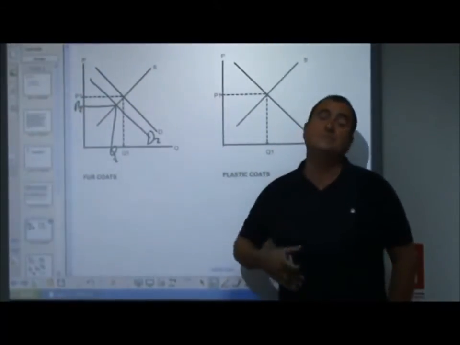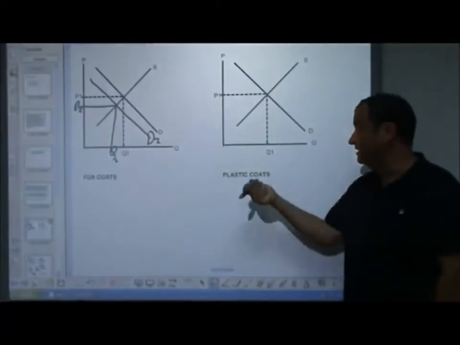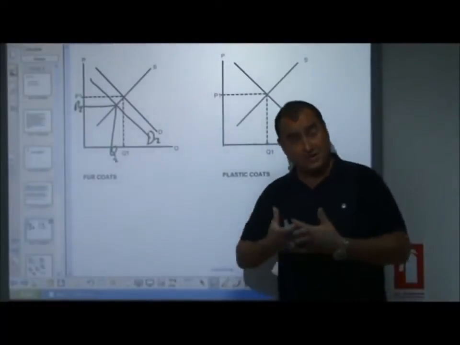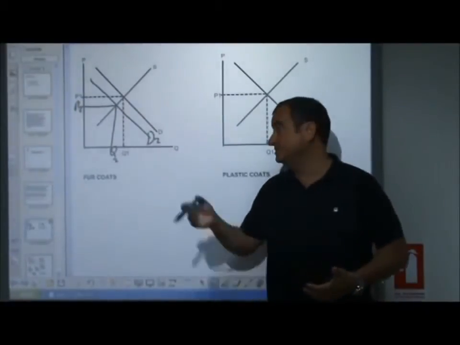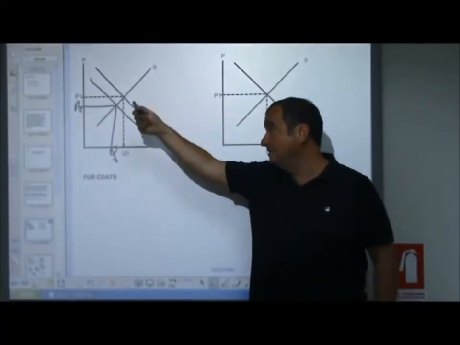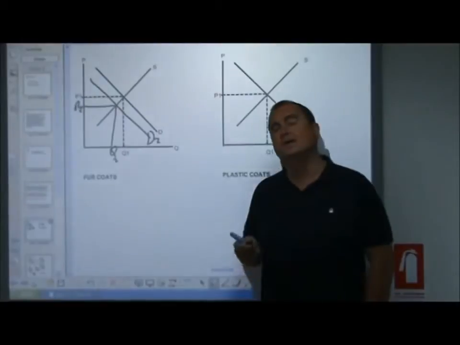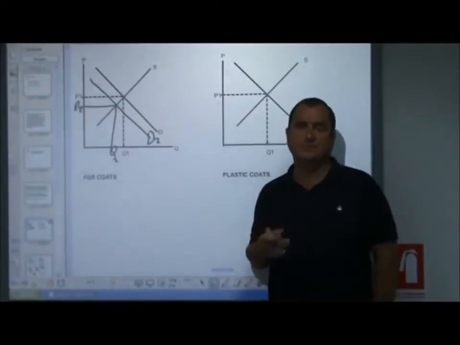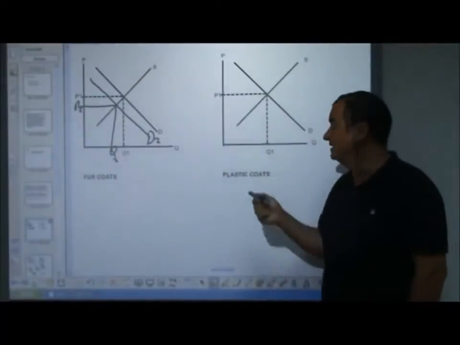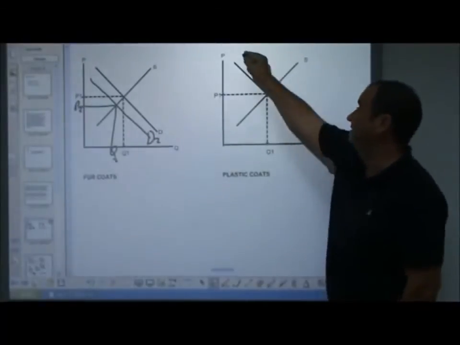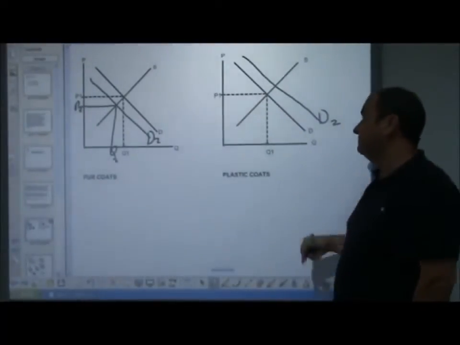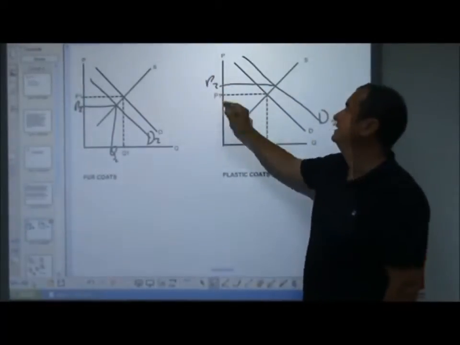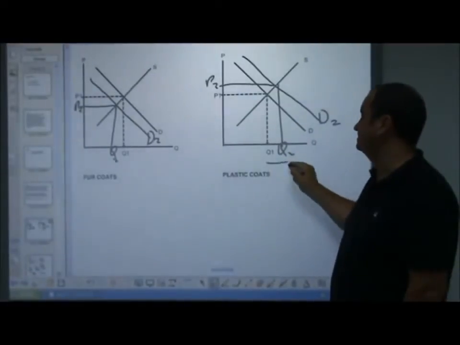However, there's likely to be a knock-on effect in another market, let's say the market for plastic coats. Some people needing coats are no longer willing to buy fur coats. That's what's happened in the fur coat market, and the demand has fallen, and the price has fallen, and the quantity has fallen. Those people may instead wish to buy plastic coats rather than fur coats. So we're likely to see in this market, the plastic coat market, a rise in demand, because plastic coats are acting as a substitute for fur coats. And that raises the price, and that raises the quantity supplied to Q2.